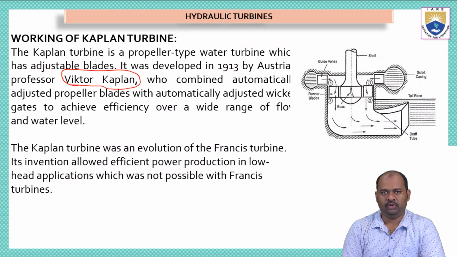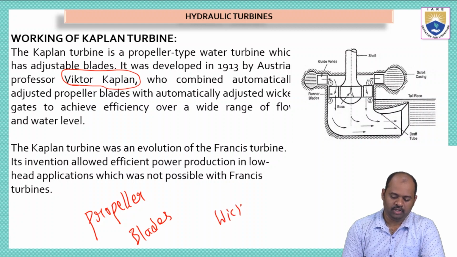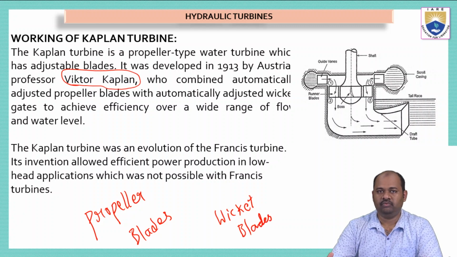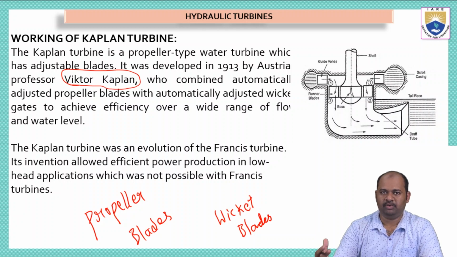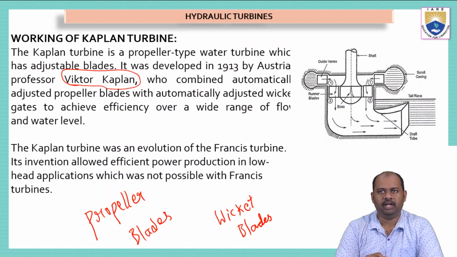Now, we should know this terminology before going to understand the working of this turbine. There are two things: adjustable propeller blades and adjustable wicket gates. We have seen in the previous lectures that wicket blades are the stationary vanes attached inside the turbine which make the water flow in a particular direction. With the help of these wicket blades, we can change the direction of flow. Whereas propeller blades are the blades attached to the runner, where when water touches these propeller blades, the runner will rotate.